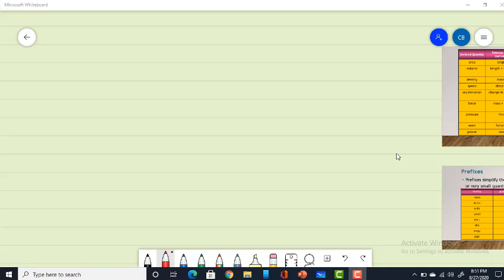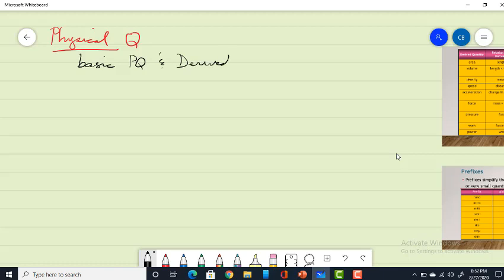Okay, let's continue with our discussions about the introduction of our subject, physics. As a review, what is a physical quantity? A physical quantity is a quantity that can be measured and consists of a numerical magnitude and a unit. Physical quantities can be classified into two, namely the basic physical quantities and the derived physical quantities.